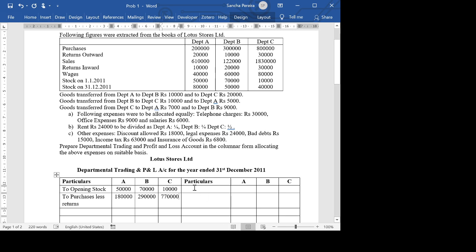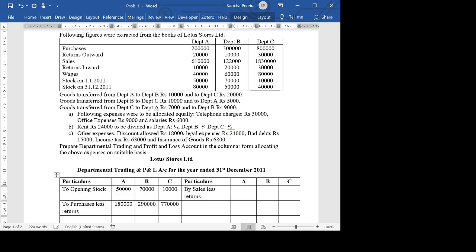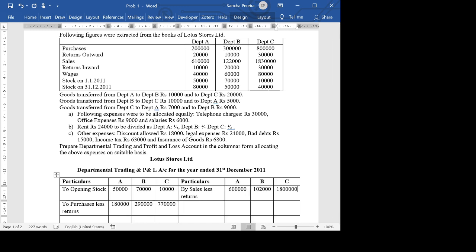Similarly, we have sales given to us. So again, I'm going to show it the same way, sales less returns. Returns inward, 6 lakh 10,000 minus 10,000 will give you 6 lakhs. Then 1 lakh 22,000 minus 20,000 will give you 1 lakh 2,000. And here 18 lakhs 30,000 minus 30,000 will give me 18 lakhs. Just be careful of the figures, they are very large amounts. Is that clear?